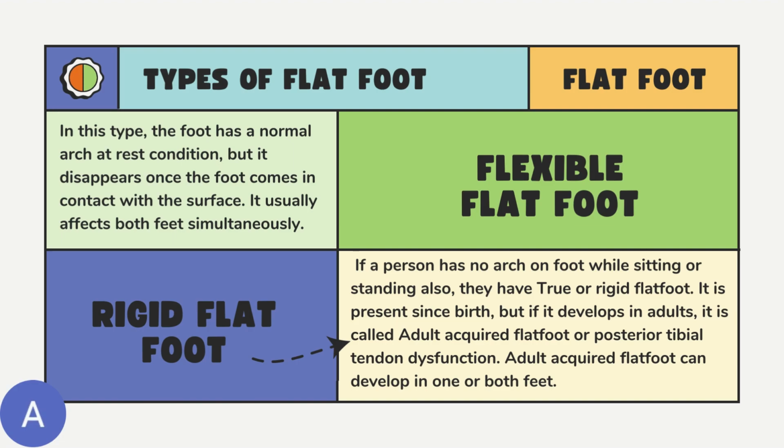flat foot. As for the flexible flat foot, in this type, the foot has a normal arch at rest, but it disappears once the foot comes in contact with the surface. It usually affects both feet simultaneously. As for the rigid flat foot, if a person has no arch on the foot while sitting or standing, they have true or rigid flat foot. It is present since birth, but if it develops in adults, it is called adult acquired flat foot or posterior tibial tendon dysfunction. Adult acquired flat foot can develop in one or both feet.